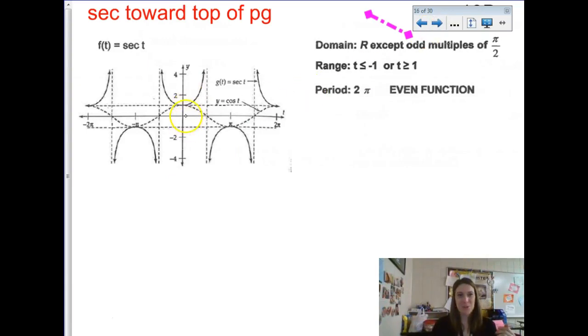Alright, so this is what it's supposed to look like. Not at all what I drew. The domain is all reals except for where those vertical asymptotes show up, so the odd multiples of pi over 2, because 2 pi over 2 would be 1 pi, and there's no asymptote there. Same issue with the range: there's an undefined piece in the middle, but then the range goes up and down forever off of 1 and negative 1. Period is still 2 pi, and just like cosine, it's also an even function.